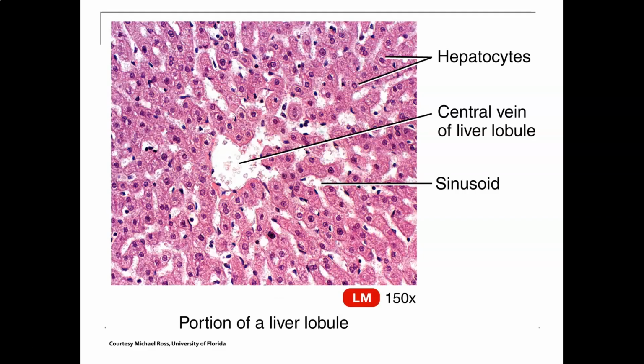This is what the liver looks like under the microscope. So here we see the hepatocytes in pink, the sinusoids where the blood will course through into the central vein.